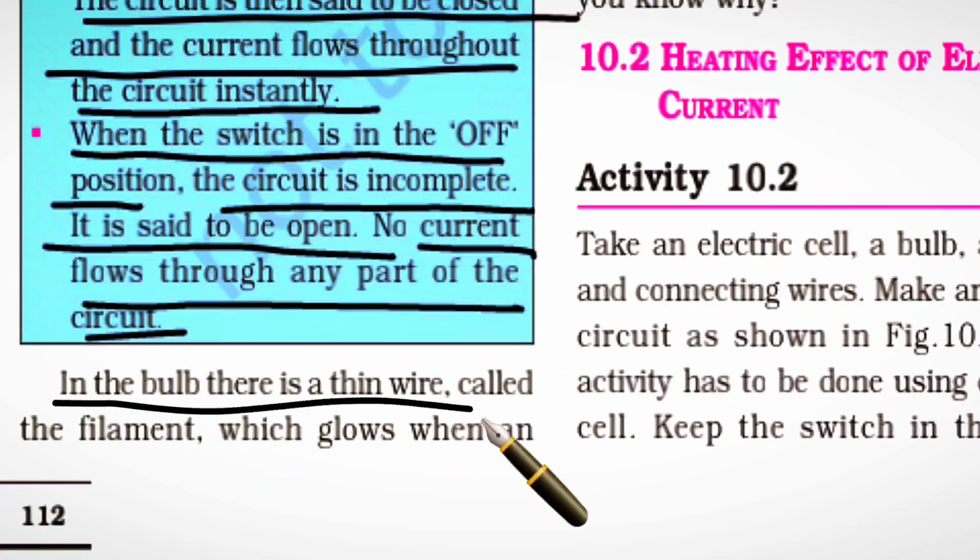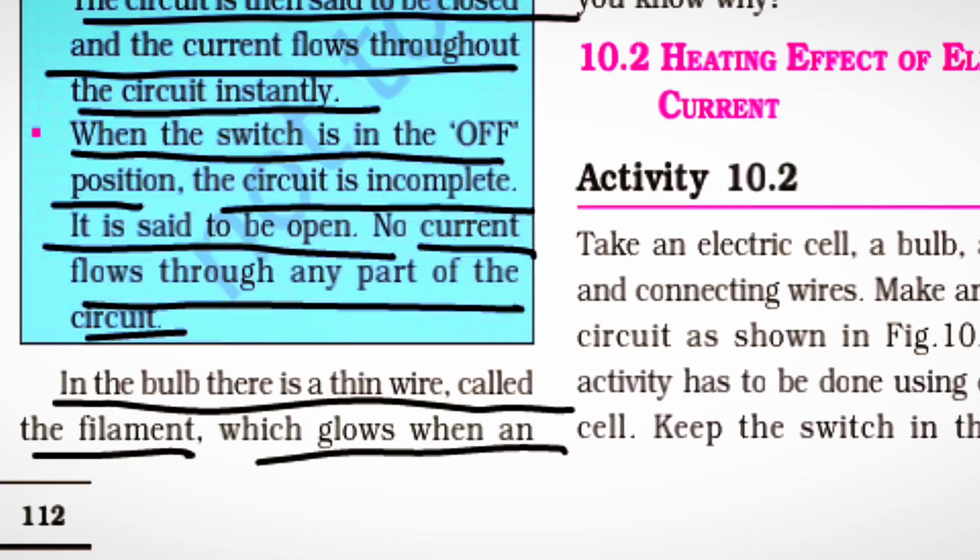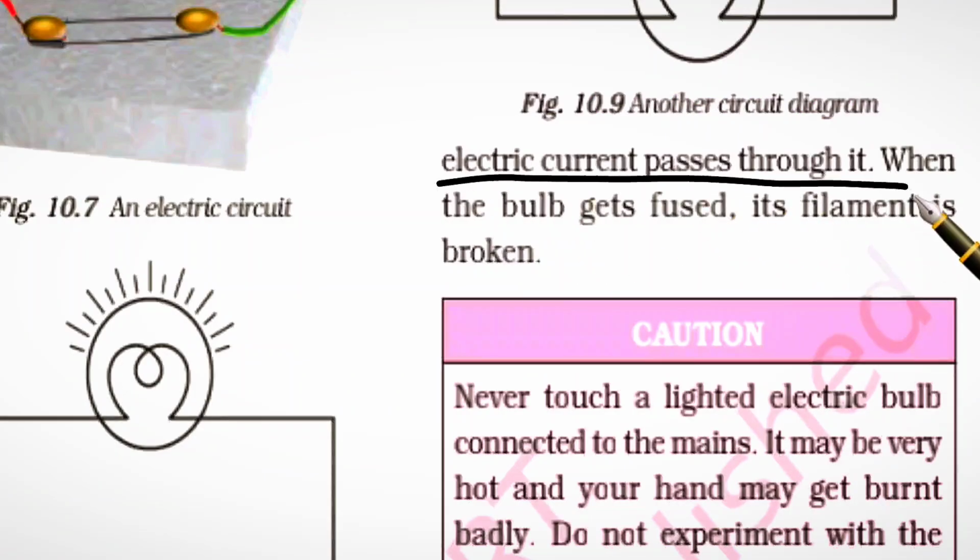In the bulb, there is a thin wire called the filament which glows when an electric current passes through it. When the bulb gets fused, its filament is broken.